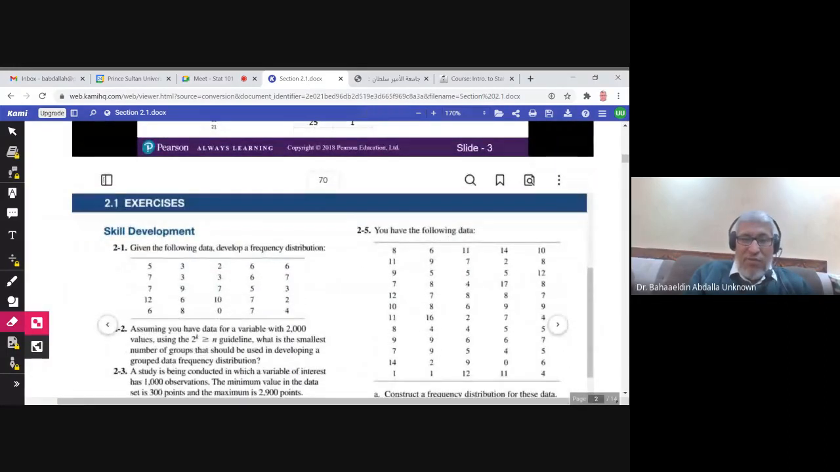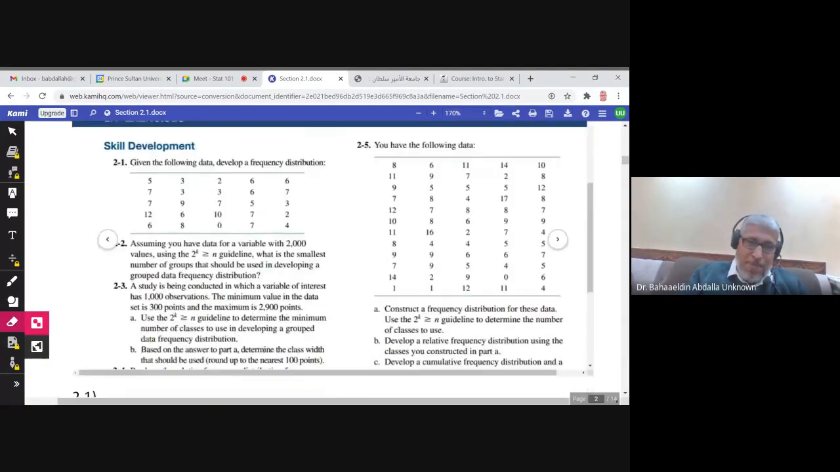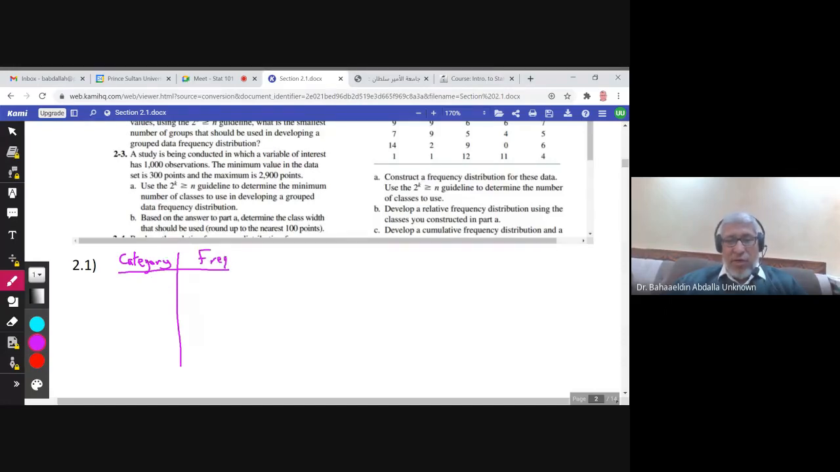And let us even solve an exercise. Let us solve this exercise 2.1. Given the following data, develop a frequency distribution of this discrete data. Well, we need to make a table, okay, in which we have categories. Category, we can say numbers, you can say classes, whatever, and frequency, F, or you write frequency. Okay, now what are the categories here?